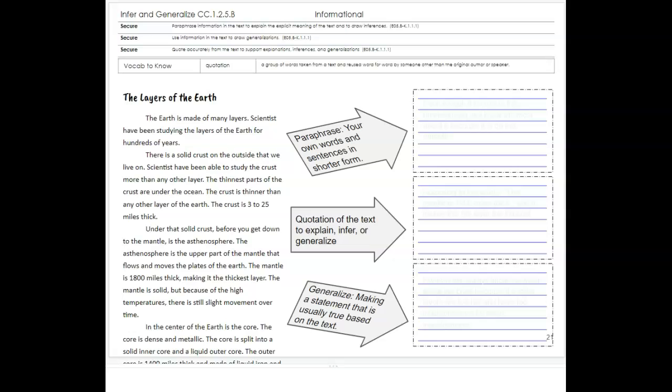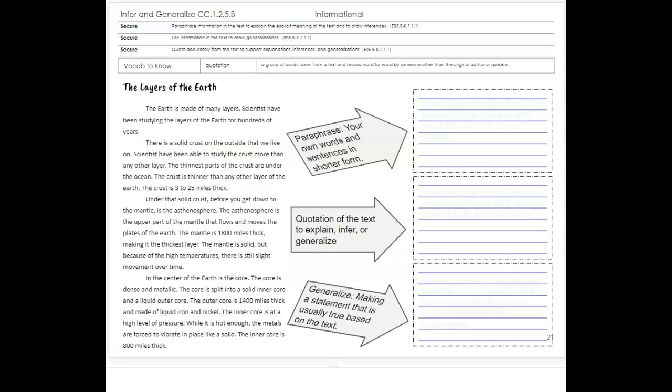So, layers of the earth. Hold on for one moment. Okay, I just had to have it fit better on the slide. The layers of the earth. The earth is made of many layers. Scientists have been studying the layers of the earth for hundreds of years. There is a solid crust on the outside that we live on. Scientists have been able to study the crust more than any other layer. The thinnest part of the crust is under the ocean. The crust is thinner than any other layer of the earth. The crust is 3 to 25 miles thick.